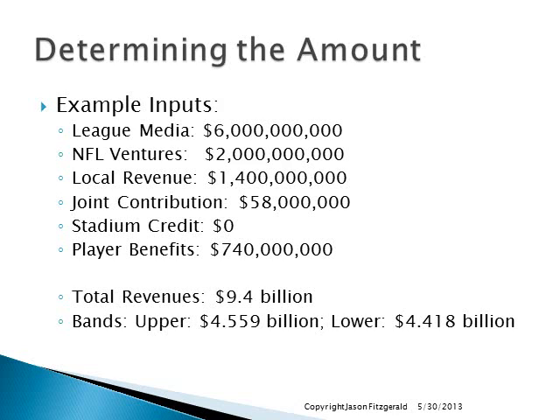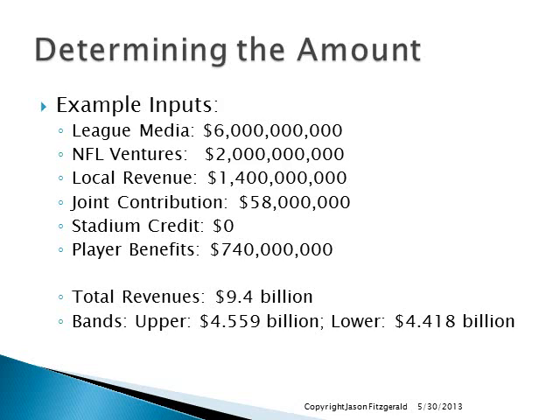Okay, so what we have here is we'll take the input of $6 billion in league media, $2 billion in NFL Ventures, $1.4 billion in local revenues. So we add those together to come up with total revenues for the year of $9.4 billion. We're going to call a joint contribution of $58 million. Just to make this easier, we're going to go with a zero stadium credit and player benefits of about $740 million. So our total revenues are $9.4 billion. And from that, we calculate our bands.